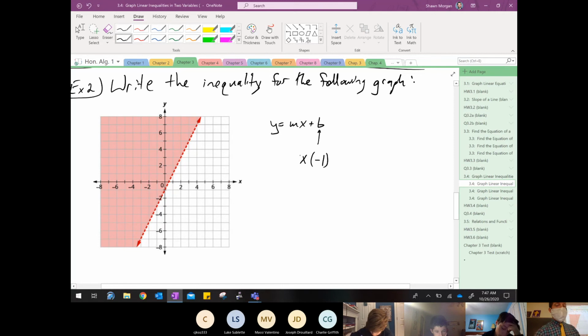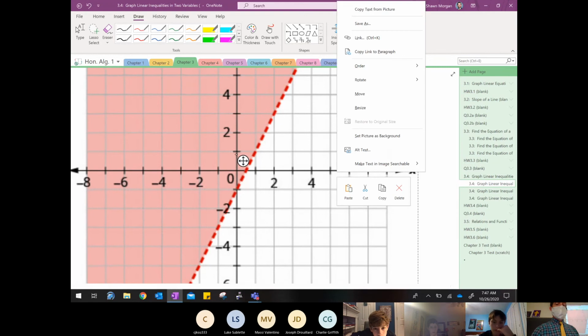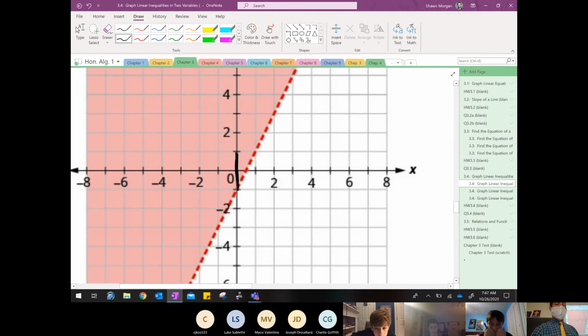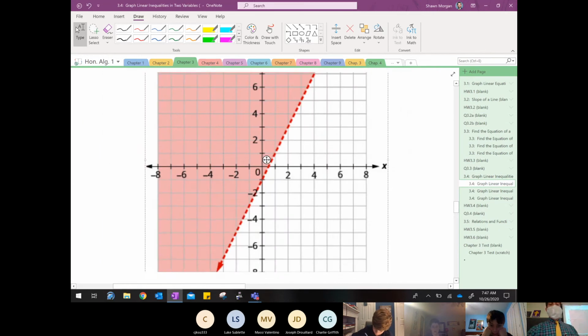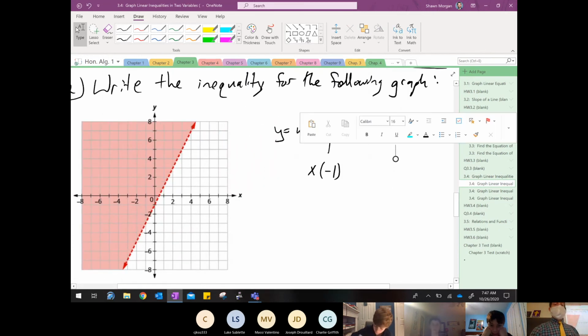Okay. Has anybody identified our slope yet? Has anybody done the rise over run? You guys kind of eyeballed this and seen what your slope is? What do you think there, Went? 2/1. Good. We go up 2 and to the right 1. Up 2 and to the right 1. Up 2 and to the right 1. That's our rise over run. So identifying the slope tells me what m is. 2/1, or we'll just say 2.